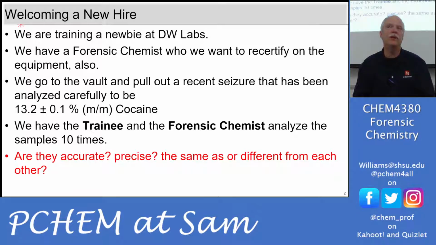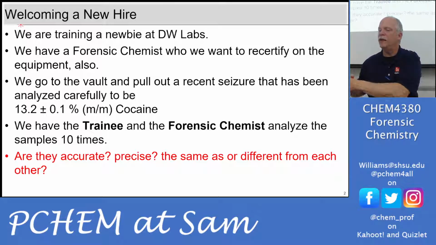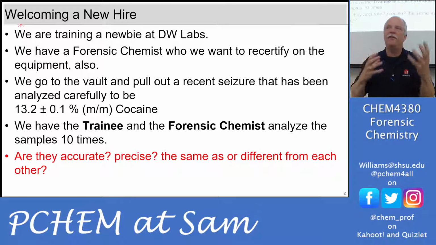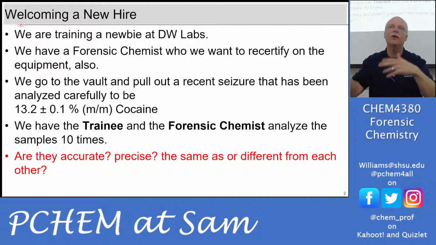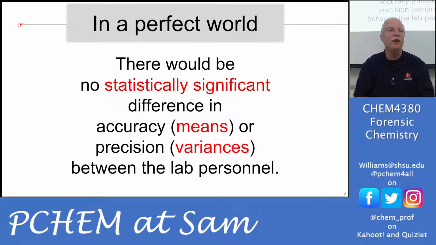That's a very valuable question, because if I'm in charge of a lab and I receive the incoming samples, I don't want to have to be worried about who I give the assignment to. You don't want to have more trust in this employee versus that one. You want them to be interchangeable because you've got a workload. In a perfect world, there'd be no statistically significant difference in accuracy, which would be the means, or the precision, or the variances between the lab personnel.